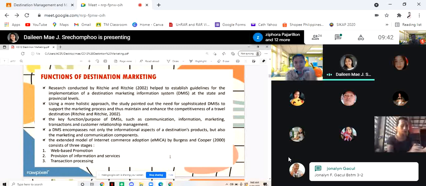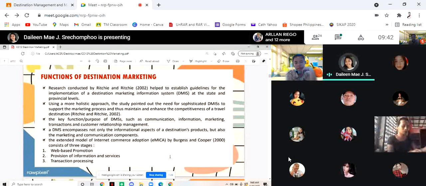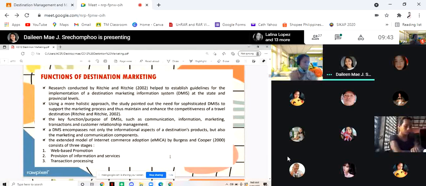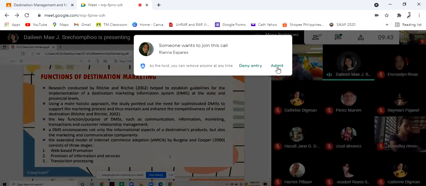So, dun daw sa research conducted by both Ritchie noong 2002, the need for sophisticated DMIS daw ang nagsusupport dun sa marketing process. Thus, dahil doon sa sophisticated na DMIS, nami-maintain at enhance yung competitiveness or yung nagkakaroon ng advantage yung isang travel destination kaysa dun sa ibang destination.